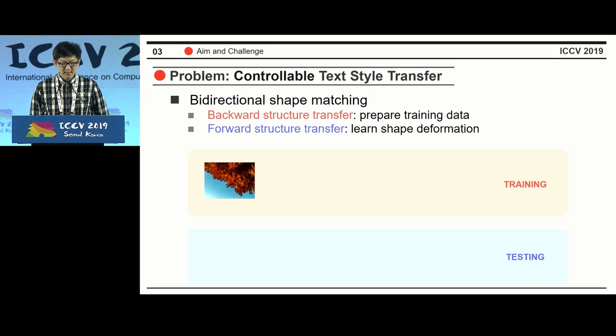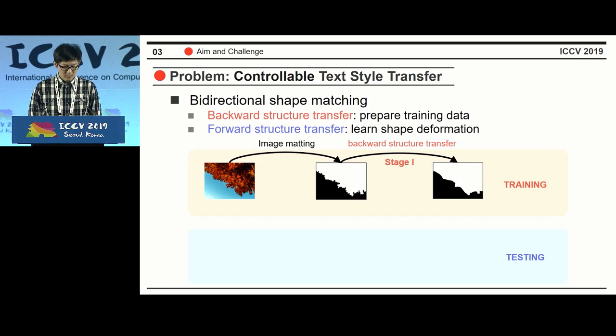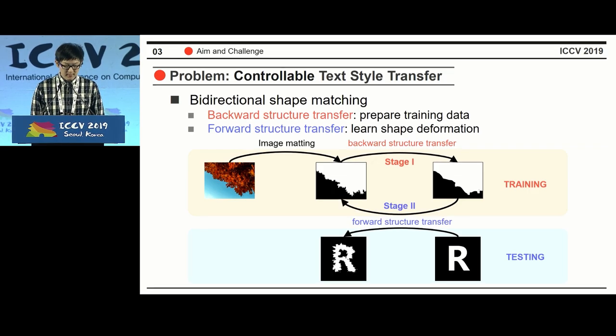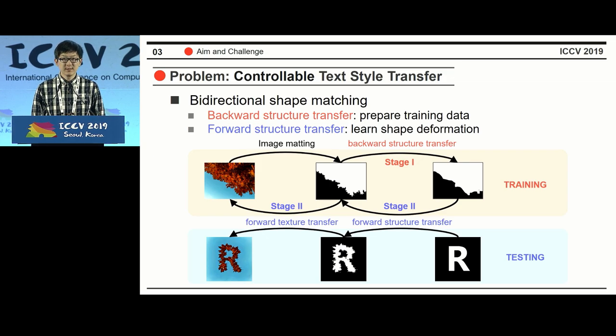Our main idea is a novel bidirectional shape matching strategy, including two stages. We first extract the structure map from the style image. In the first stage, we backward transfer the shape style of the text to the structure map, obtaining its sketchy or simplified version. In the second stage, we learn the forward mapping from the sketchy structure map to the original structure map, and further to the original style image. By doing so, our network can characterize the shape and texture features of these style images and transfer these images to the target text.